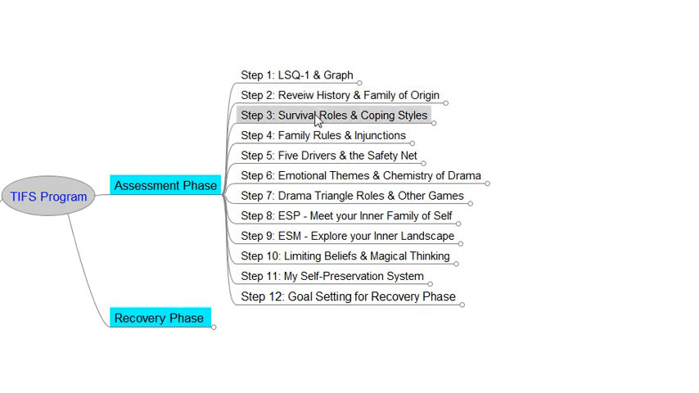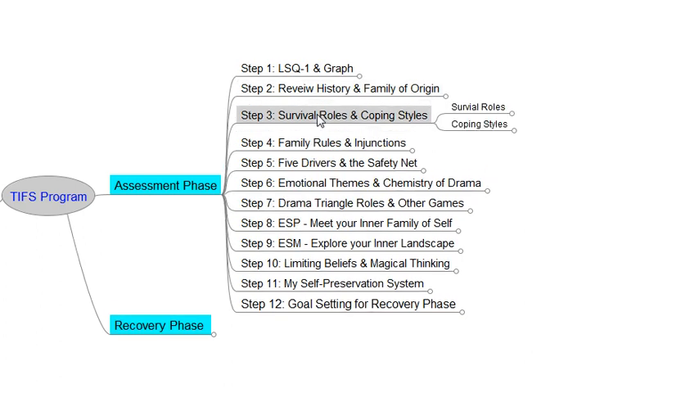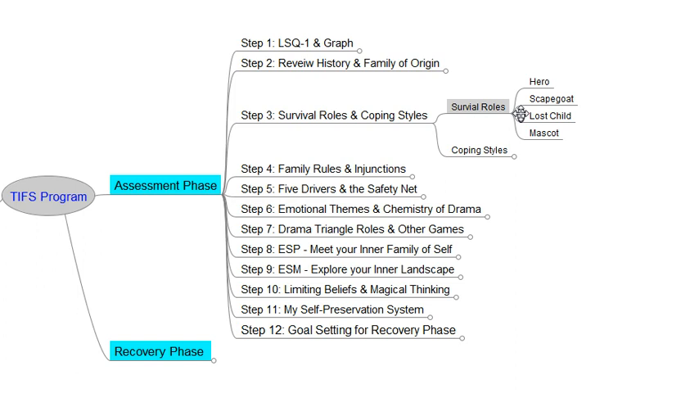In step 3 we'll identify any survival roles or coping styles that we use as a result of our survival strategies. Survival roles include being the family hero, either the flashy one or the behind-the-scenes responsible one, the family rebel or scapegoat, who's always in trouble and misbehaving, the lost child, who gets lost in the crowd, and the mascot, who's always on stage. You'll hear about or read about these survival roles in the iceberg presentation.